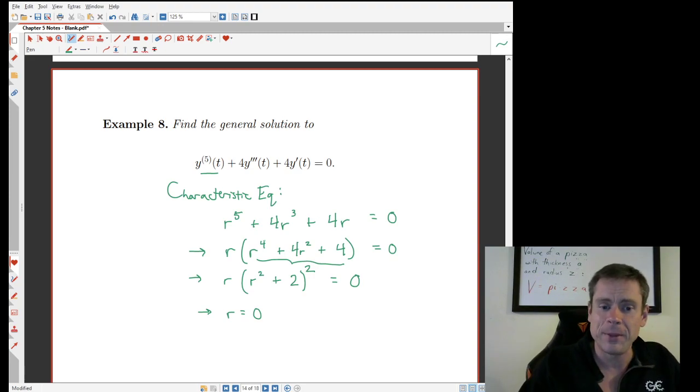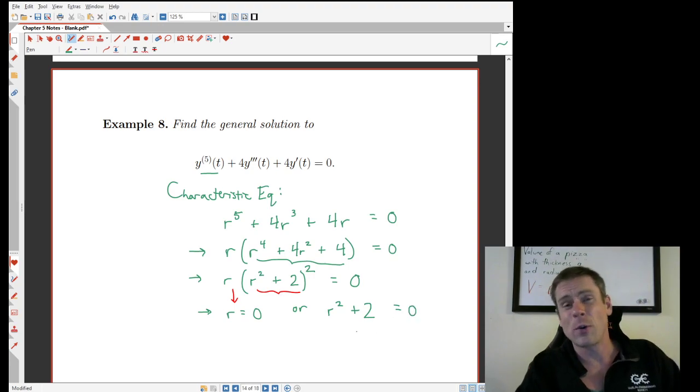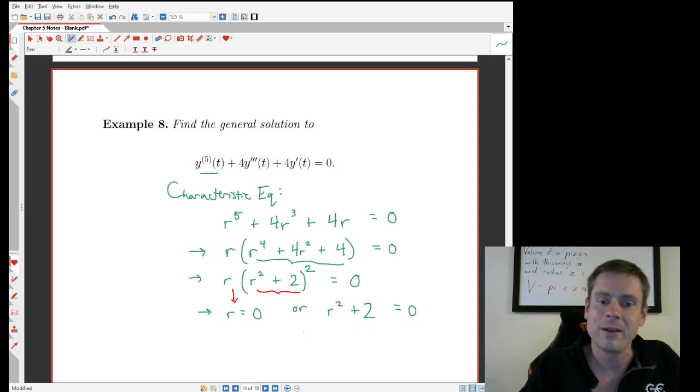The other possibility, so I'm just going to write this here, is that this thing is equal to 0. So I'm going to write, or r squared plus 2 equals 0. You could use the quadratic formula if you want, but with just the 2 there and no r term, it's pretty easy to see that we get r squared equals minus 2, which means that r is equal to plus or minus the root of 2 i.